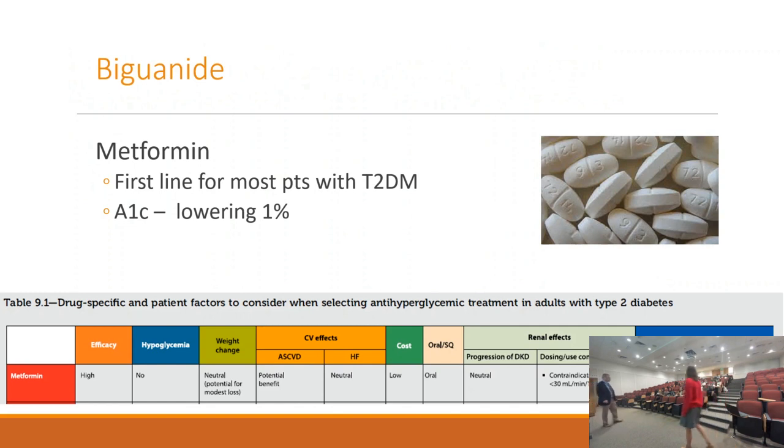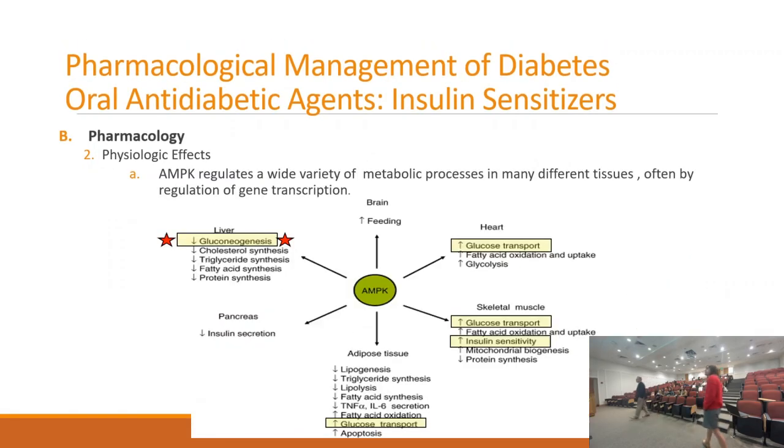Yes, sir. I have a question. Yeah. I know that one of the ADRs for metformin is lactic acidosis. Is there like a proposed mechanism for that?